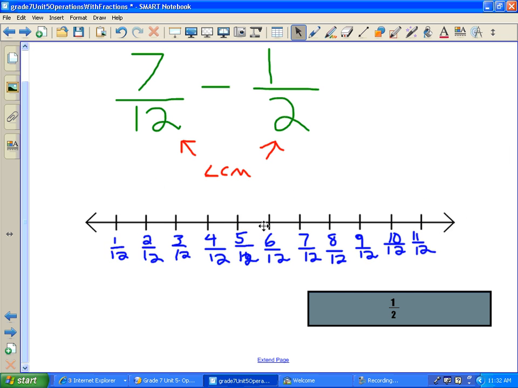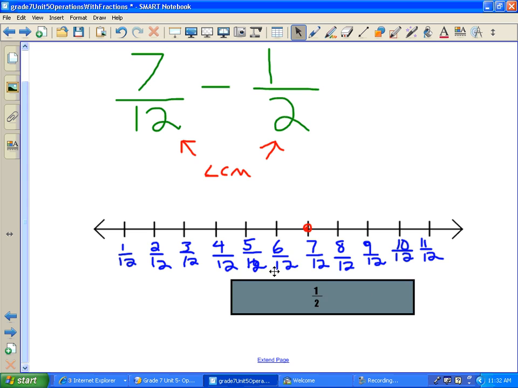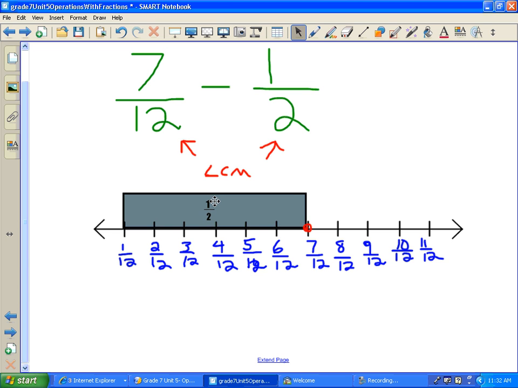So I've got my twelfths, so I'm going to find 7/12 on my number line. So 7/12 is right here. Then I'm going to take my 1/2 fraction strip, and I'm going to put it right on the 7/12. So it ends right on the 7/12. Now it's 7/12, take away the 1/2, so I'm going this way. I take away the 1/2, and I end up on 1/12.